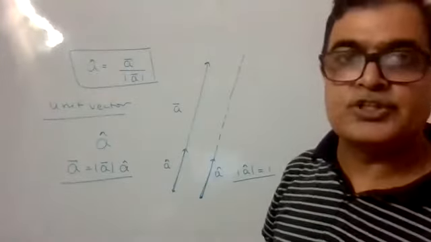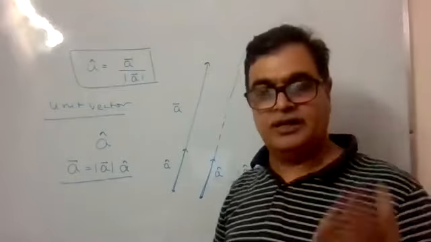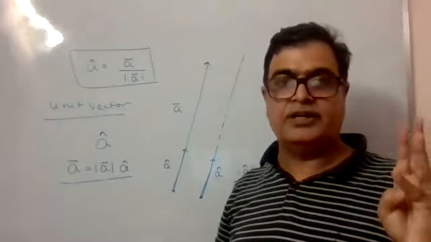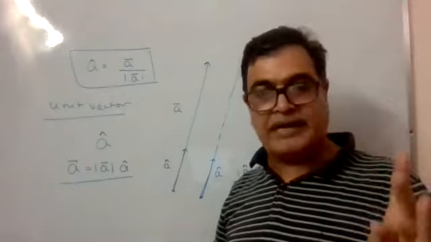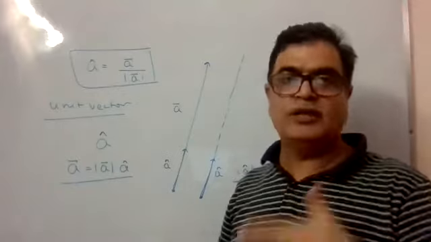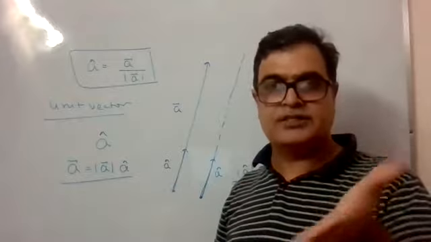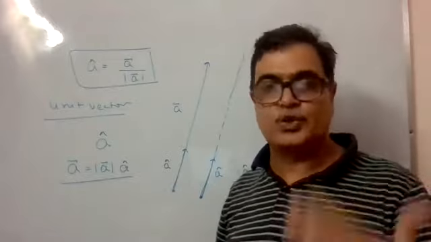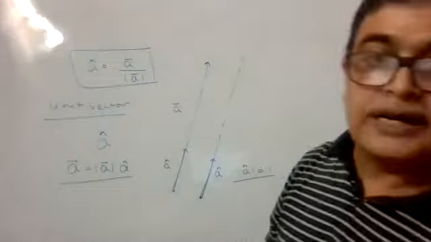Now write some questions on it. Whatever we have done, like vector, unlike vector, parallel vector, magnitude of vector, null vector, zero vector, all the things which we have done, for that we are just doing some questions just to revise these things. Write question, please.